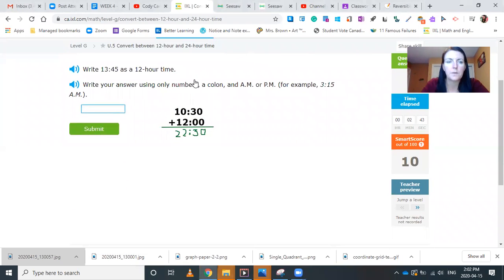All right, let's try this one. Write 13:45 as a 12-hour time. So you might want to pause. This is the opposite of what we've just done. See if you can figure it out, and let's try it together. I'm going to use a different color just so that you know. I'd like to leave up the previous one so that you can refer to that. The opposite way of doing this now, we're going to be taking 12 away. If it's bigger than 12, you subtract 12. Smaller than 12, you add 12. If you're getting onto the AM to the PM. All right, so we've got 13:45. We're going to subtract 12 hours.